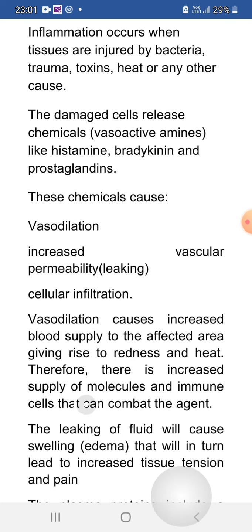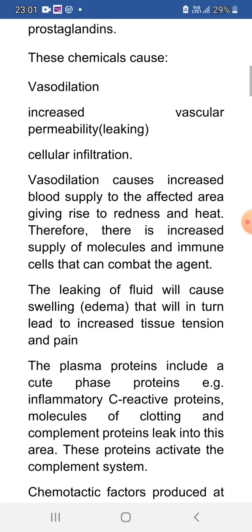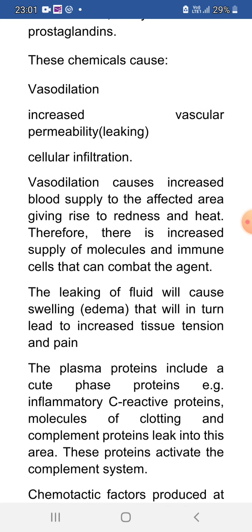There is increased supply of molecules and immune cells, as I said. Also, there are molecules which will help in destroying the infecting or foreign substance. The leaking fluid will also cause swelling in the area because more fluid moves out into the tissues than is taken back to the capillary. This occurs at the capillary bed. So there's edema, swelling of the body tissues.